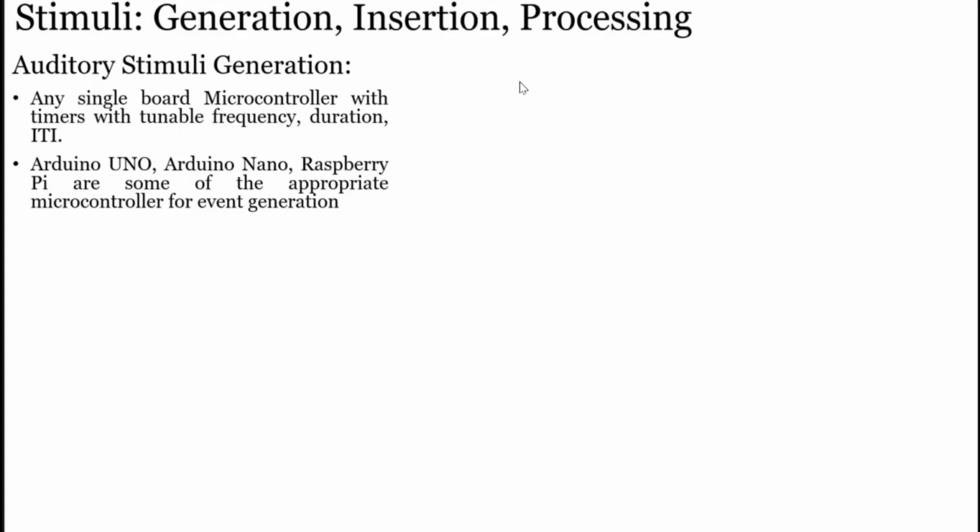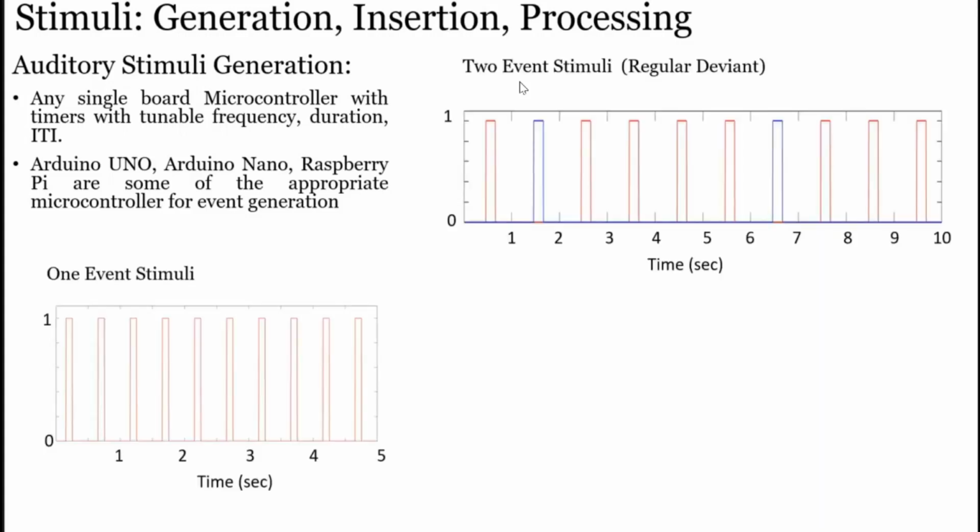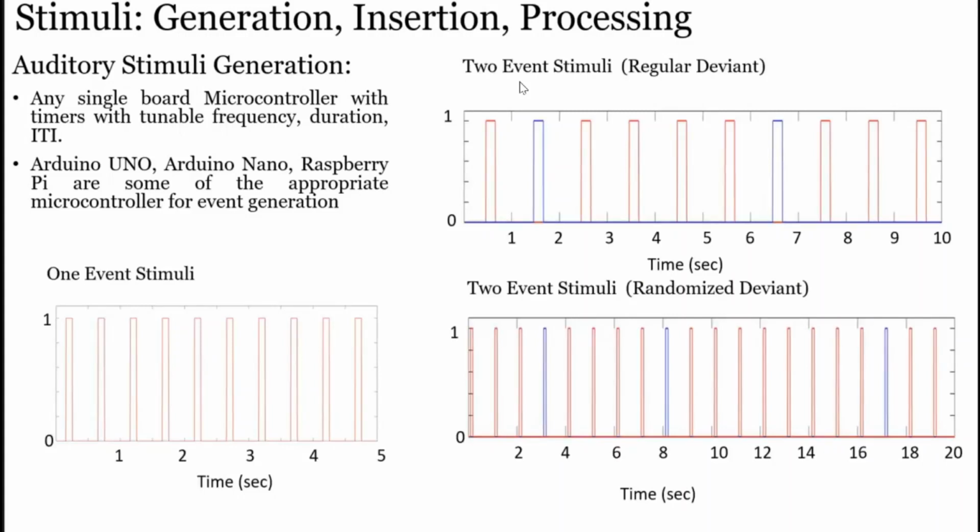I have already told you that auditory stimuli are characterized by the number of events. So we will see three examples, in which one of them will be a single event stimulus, whereas the other two would be two event stimuli. These three are the auditory stimuli actually generated using Arduino Nano. We will talk about each stimulus one by one. First is the one event stimulus.